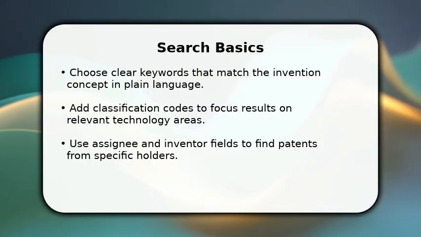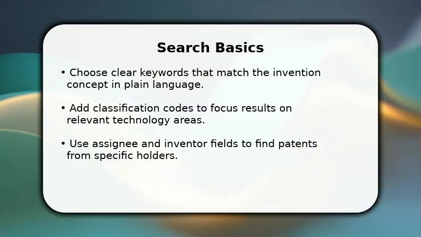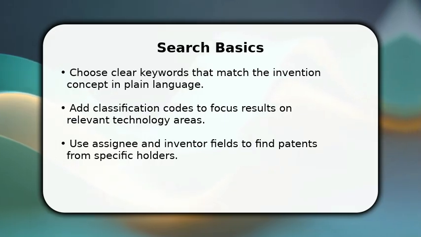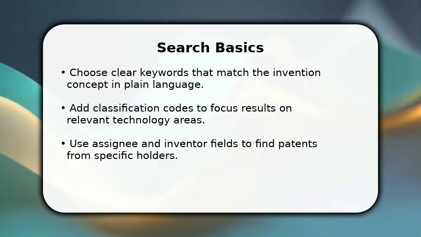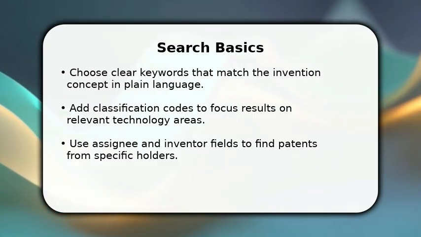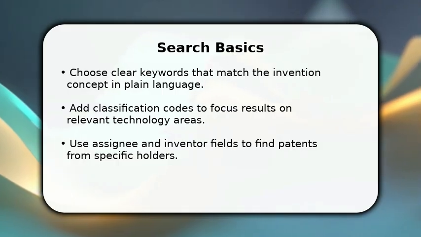In this video, I will show how to use patent public search step by step. Start by picking concise keywords, then add patent classification codes and inventor or assignee names to focus results. Use filters for publication date and document type to remove noise.